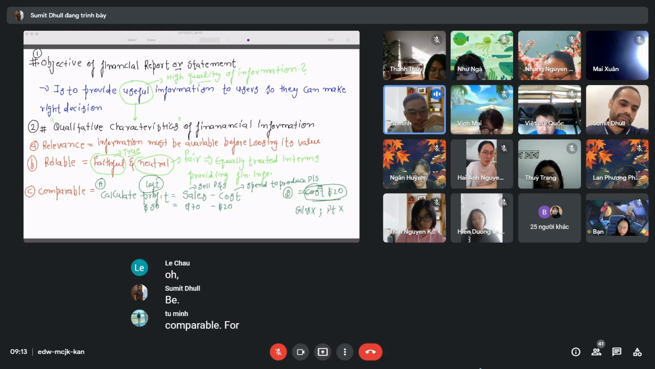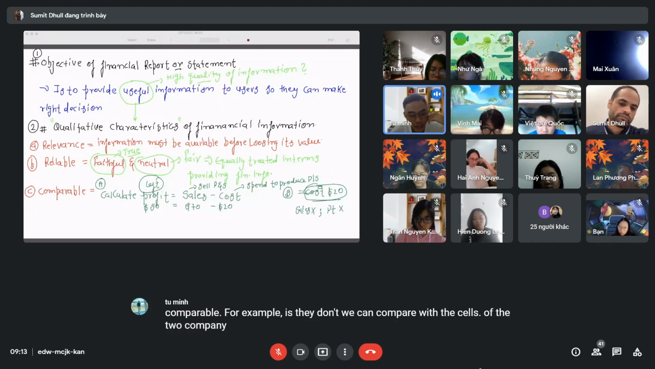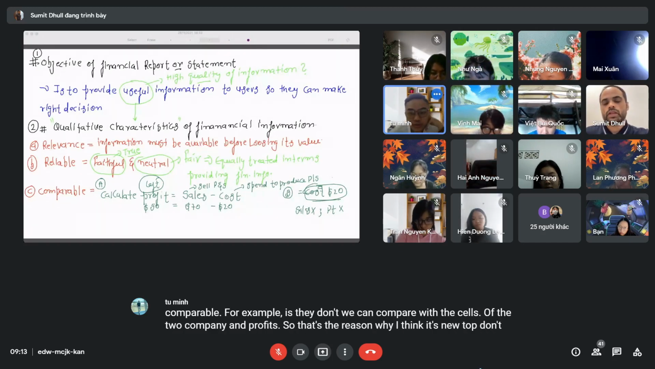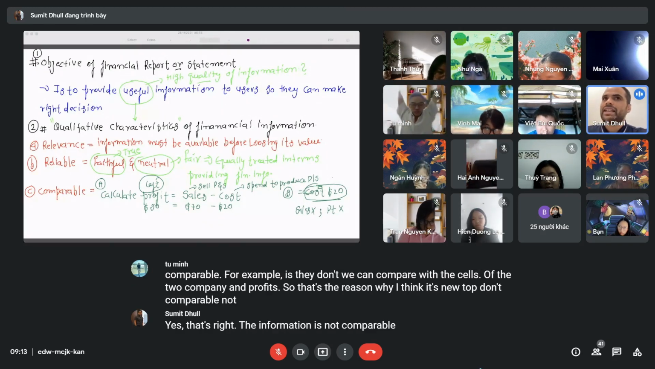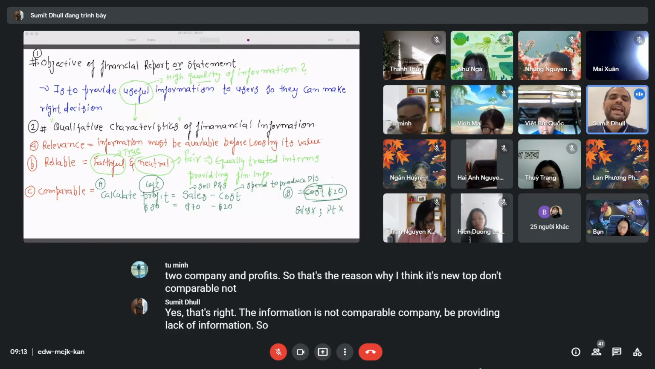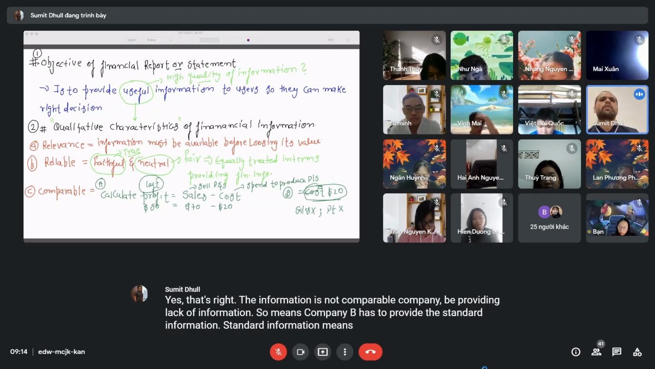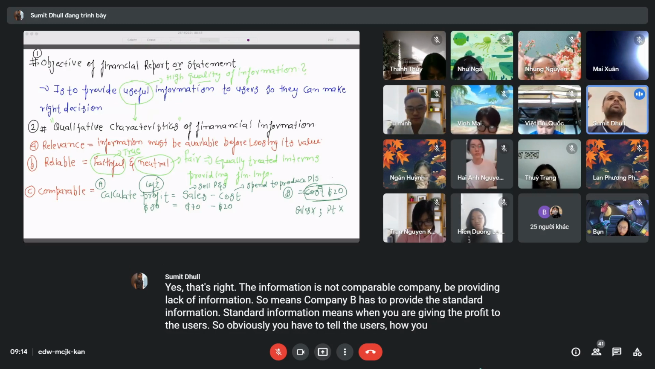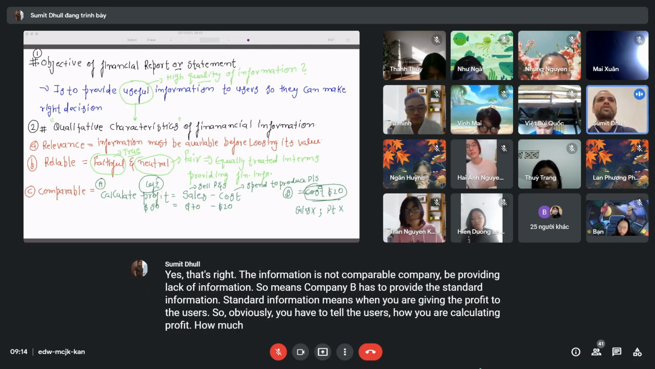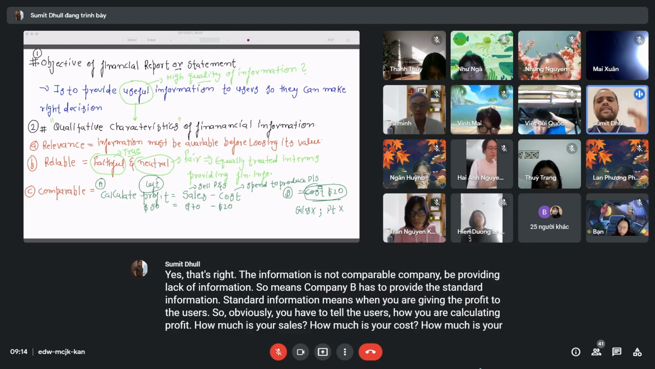For example, we can't compare the sales and profits of the two companies. So that's the reason why I think it's not comparable. Yes, that's right. The information is not comparable. Company B is providing a lack of information. So company B has to provide the standard information. Standard information means when you are giving the profit to the users, obviously you have to tell the users how you are calculating profit. How much is your sales? How much is your cost? How much is your profit? This is very standard information.